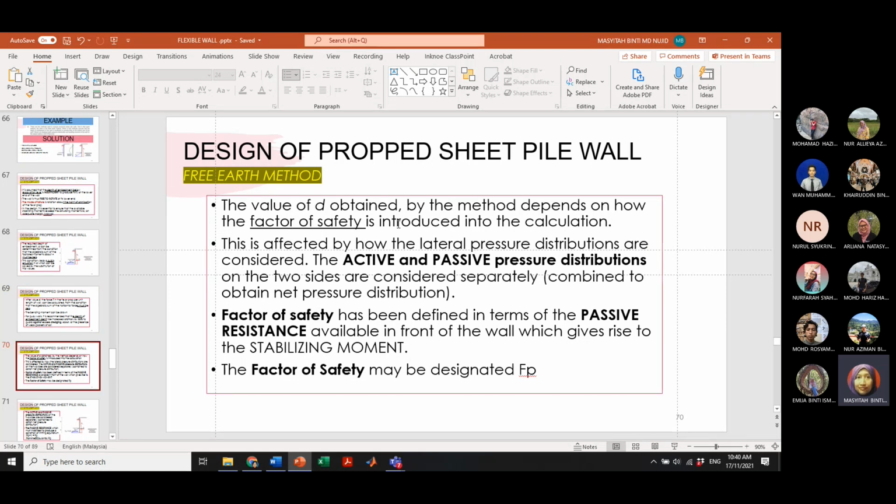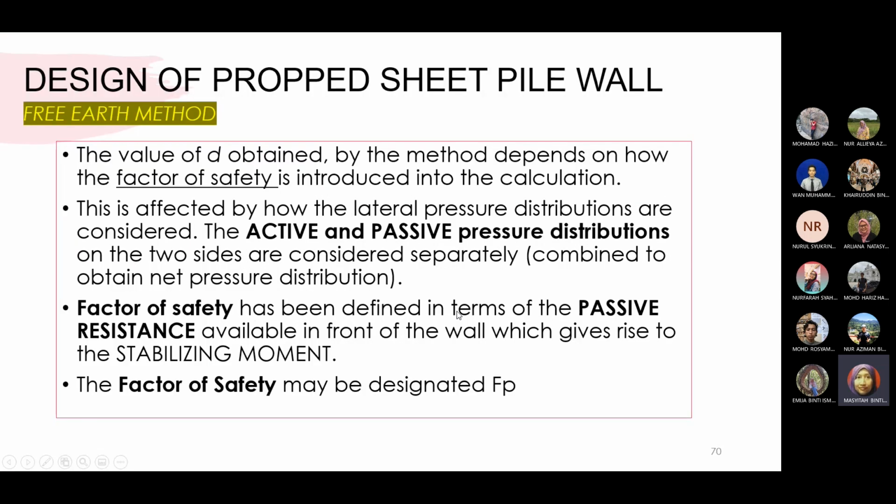So the value of D obtained by the method depends on how the factor of safety is introduced into the calculations. So this is affected by how the lateral pressure distributions are considered. The active and passive pressure distributions on the two sides are considered separately, combined to obtain the net pressure distributions. So the factor of safety has been defined in terms of the passive resistance available in front of the wall, which gives rise to the stabilizing moment. The factor of safety may be designated Fp.